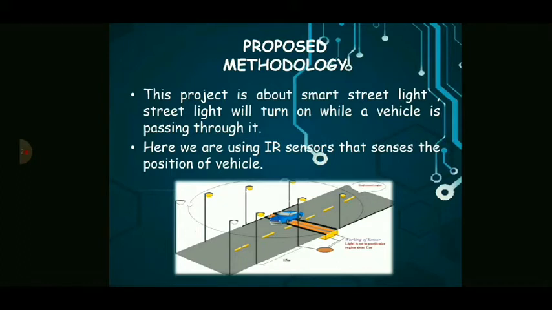The proposed methodology in this project is a smart street light. The street light will turn on while a vehicle is passing through it. Here we are using IR sensors to detect the vehicle passing through it. As we can see in this figure, whenever the car passes near the IR sensors placed near a street light, the street light turns on.